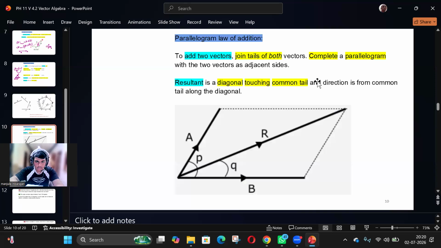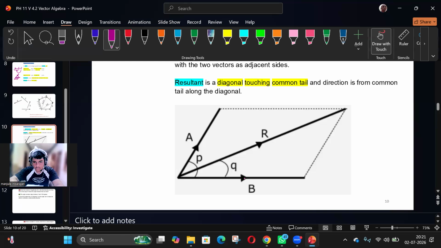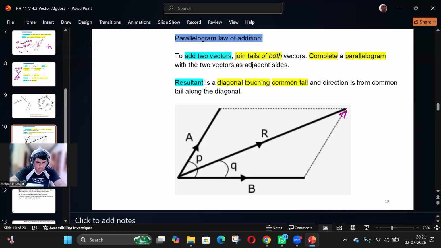Similar to triangle law, we can also have parallelogram law. So there we made the tail of one touch the head of the second one. But here we make both the tails touch each other. So the tail of A and tail of B will touch. Okay, and then we can complete the parallelogram with A and B as the sides. So the diagonal which is between this A and B, that is the resultant. So this is same as triangle law, because this vector here is nothing but A vector. So in this triangle, if I apply triangle law, I'll get R equal to A plus B. So triangle law and parallelogram law are equivalent.